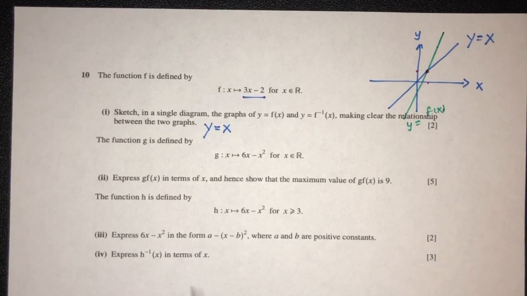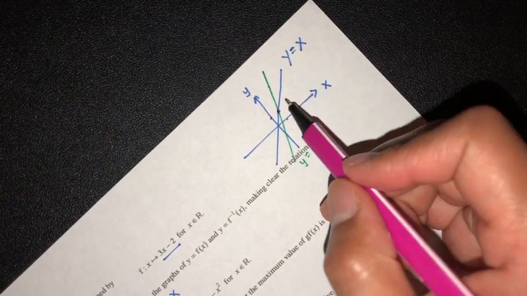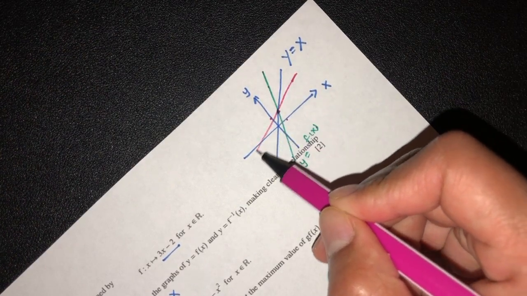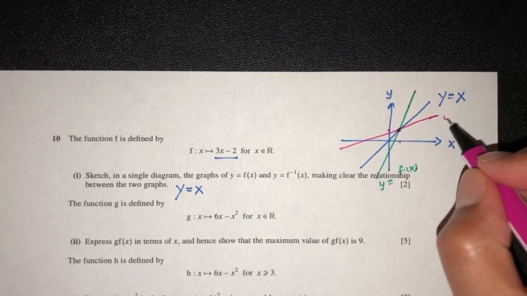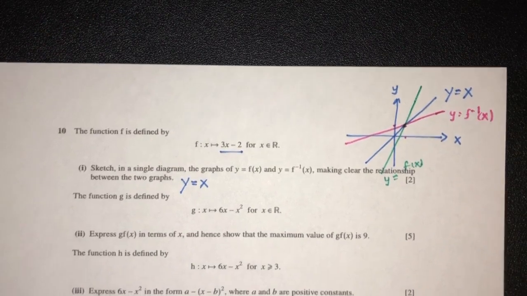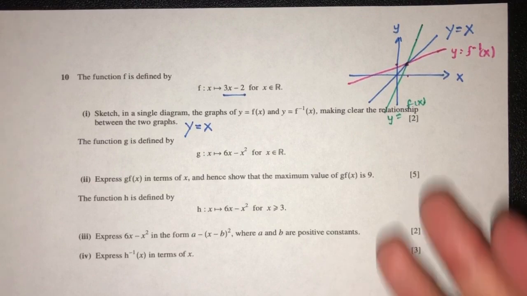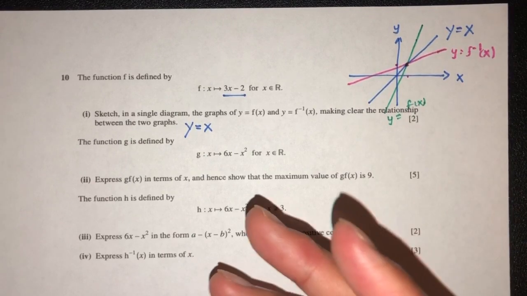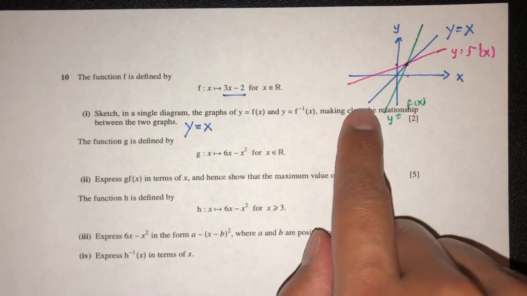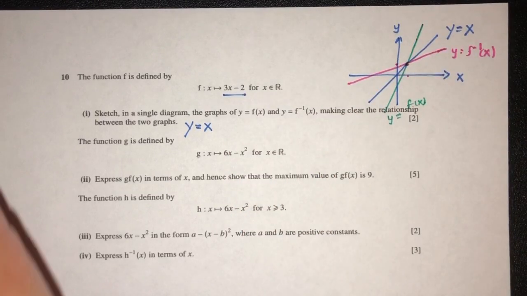Now, obviously, it is a reflection, so we'll have something like this. Kind of, let's try your best to sketch. That will be the inverse, y equal to f inverse of x. Okay, so that is pretty simple. It is only a sketch, doesn't need to be exact, but we have to show the shape of this line, but also the relationship between those two. Okay, that is part 1.